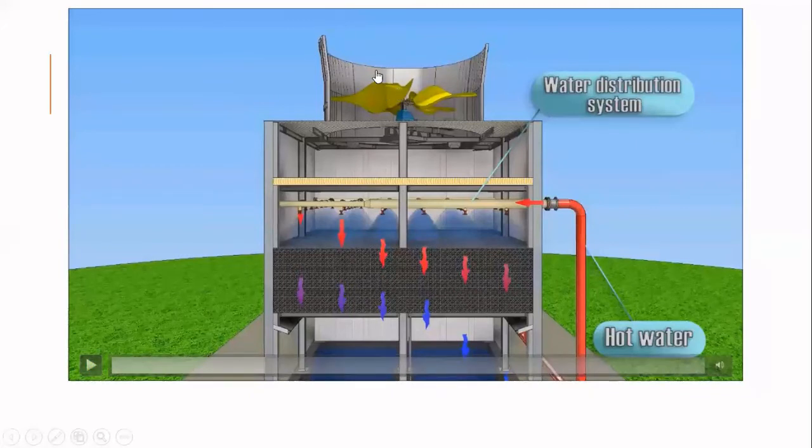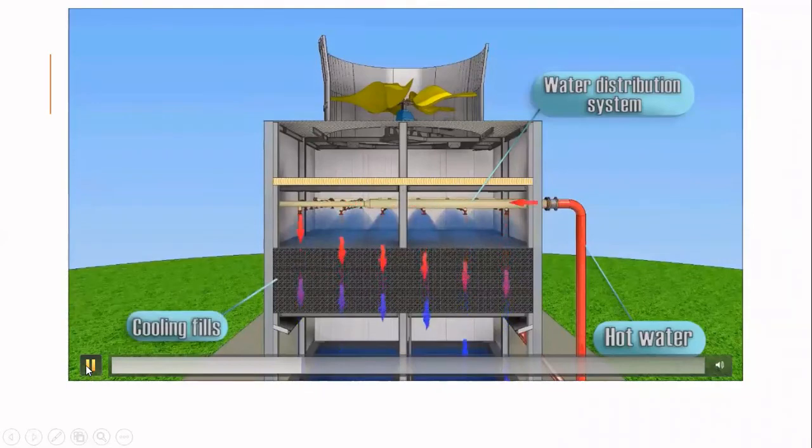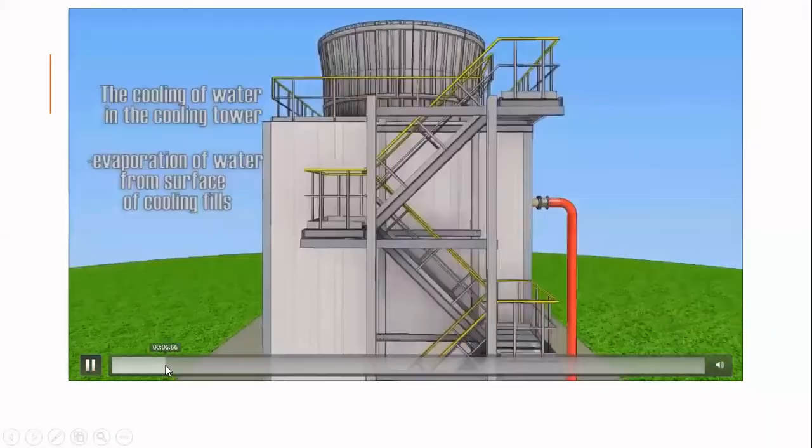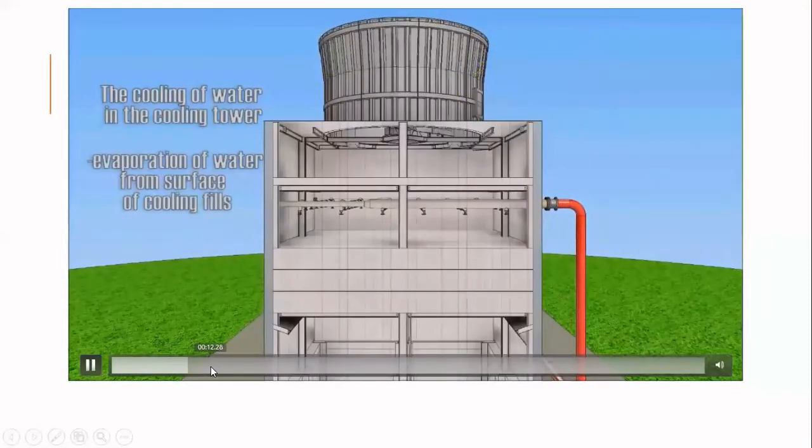Here what we are doing, we are using one fan. When the fan rotates, air will be coming from the bottom of the cooling tower and it will be moving in the upward direction. So the first fluid which is flowing over here is the hot water for us. These are the cooling fills. Here you can see the structure of the cooling fills. Just a minute.